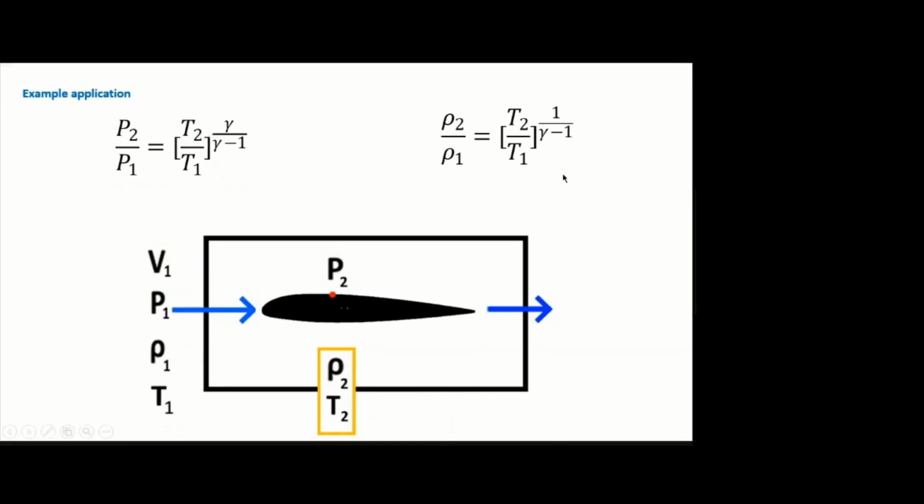Okay. So from this relation, we can find the T2. Now we know ρ1, T1, T2. Now we have to find the ρ2. So ρ1 is given, T1 is given, T2 we just found. From this, you can find the ρ2. And once you know all this pressure, temperature, density, we can find the Mach number.